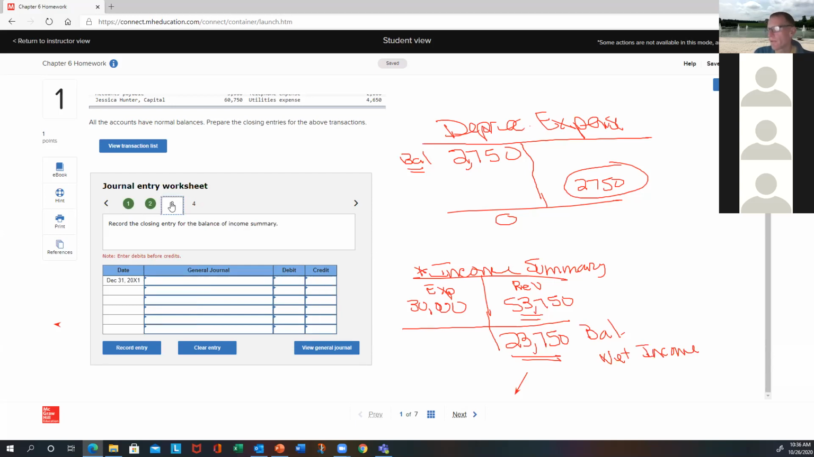Okay. Step 3, notice it says the closing entry for the balance of income summary. And right now our balance is at $23,750.